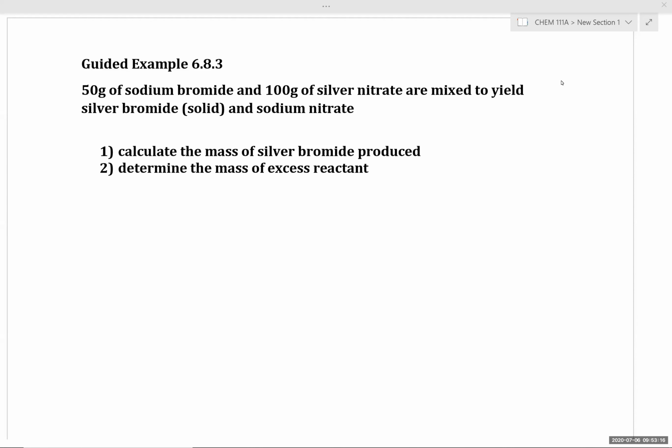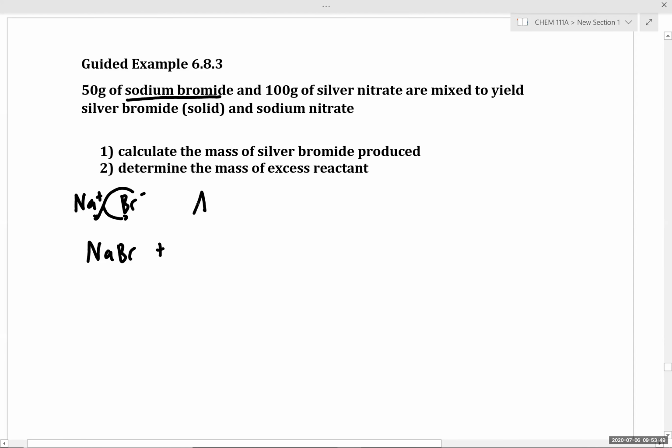So let's do an example now where we have a word equation and we have to convert the word equation into a chemical equation and then identify the limiting reactant and finally determine the mass of product expected from this reaction. So 50 grams of sodium bromide. So we have Na plus and Br minus. We cross our charges, that gives us NaBr.